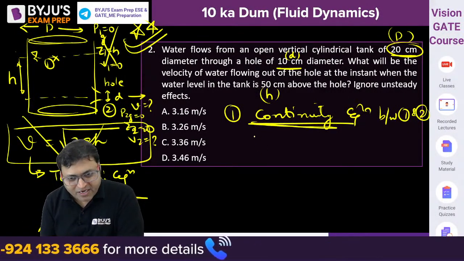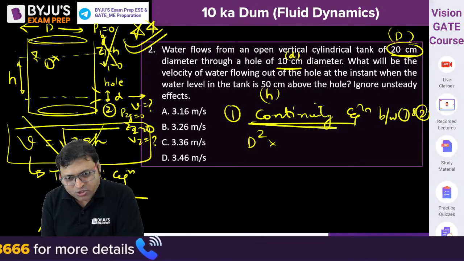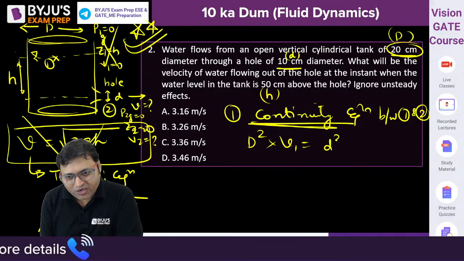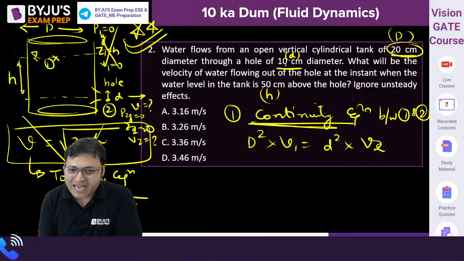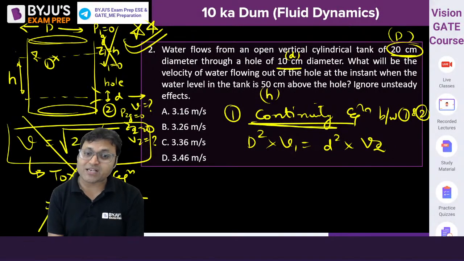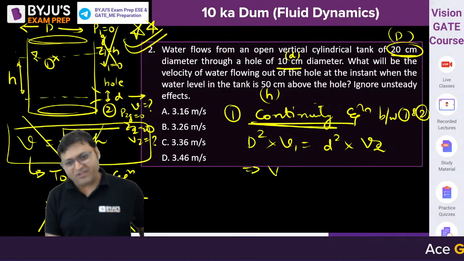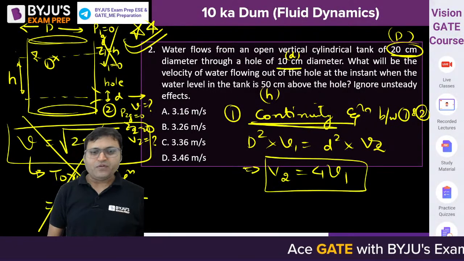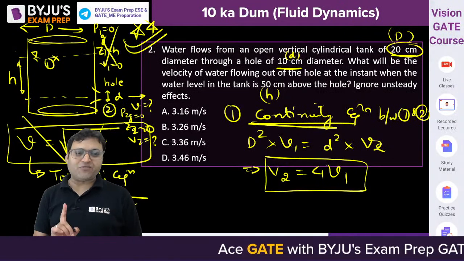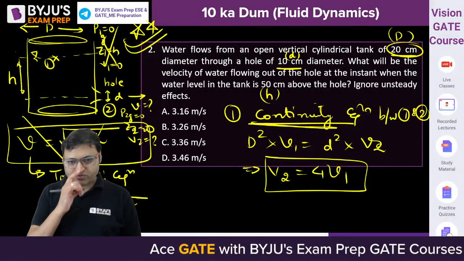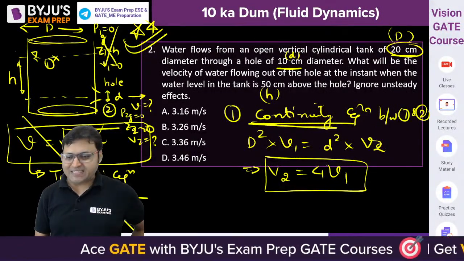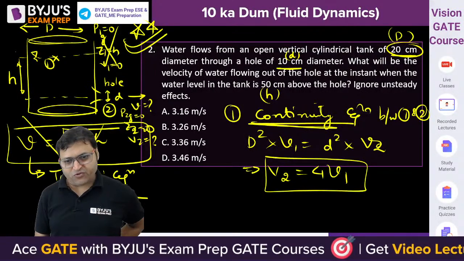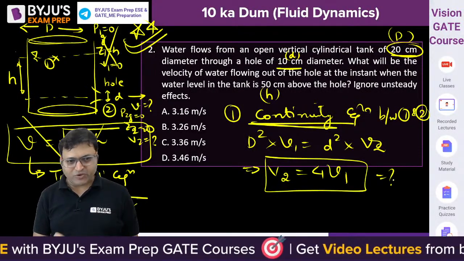So if we apply continuity equation, we can say D square into V1 is equal to d square into V2, and the diameter capital D is twice of small d. So simply we will get V2 is equal to 4V1. Our objective is to find out the value of V2. V2 will be equal to 4V1, isn't it? That is what we need to calculate.